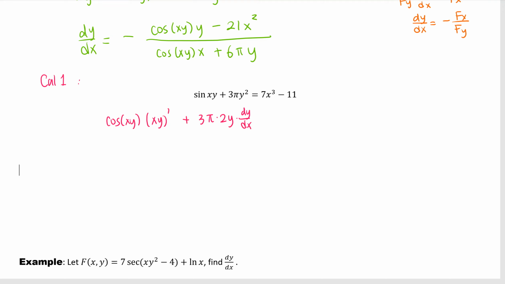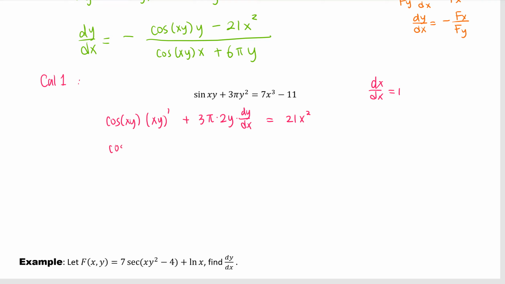So when you take the derivative of x, you don't need to include dx/dx because dx/dx is just 1. So 7x cubed is 3 times 7, 21x squared. So you don't need to include dx. Okay, derivative of 11 is 0.